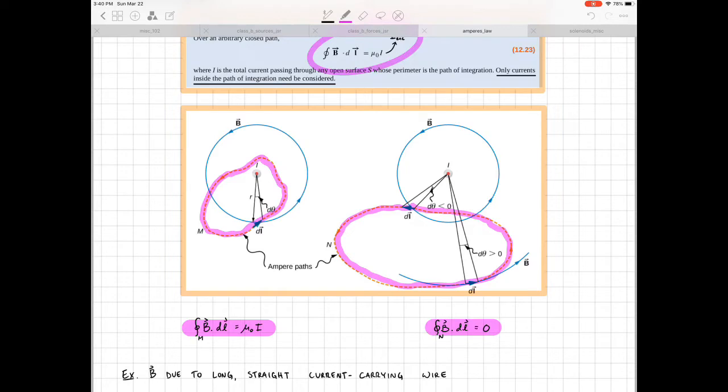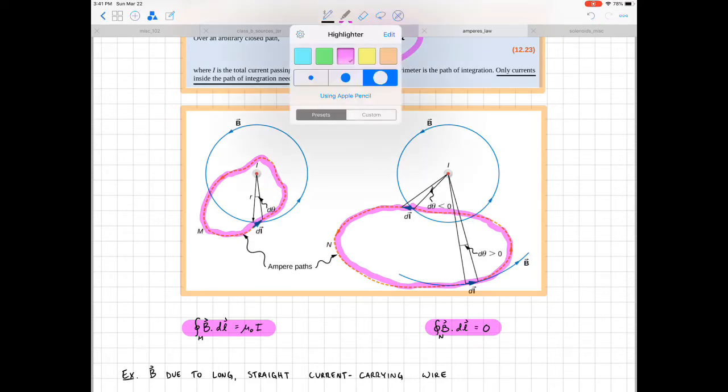Just like with Gauss's law, we need to leverage paths that take advantage of symmetries in the problem. And when we do that, we'll be able to bring out that B in the path integral. If we choose our path correctly so that B is constant, we'll be able to bring that out of the integral and solve for the magnitude of the B field. So let's look at an example where we can do this.